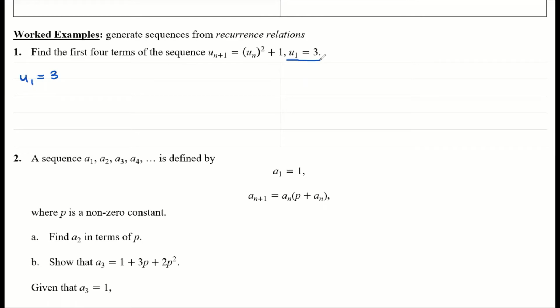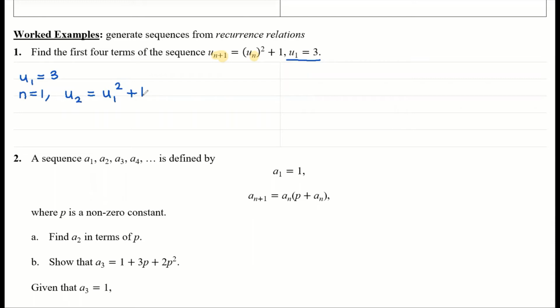Now, how do we generate the next terms? Well, notice that we've got these subscripts n plus 1 and n, which we saw previously. Now, a good thing to do is just to substitute n equals 1, n equals 2, these natural numbers, into the recurrence relation just to see what's going on. So let's do that first. So when n is 1, our recurrence relation would give us U2, wouldn't it? Because n plus 1, if n is 1, that's 1 plus 1, which is 2. So U2 is going to equal U1 squared plus 1.